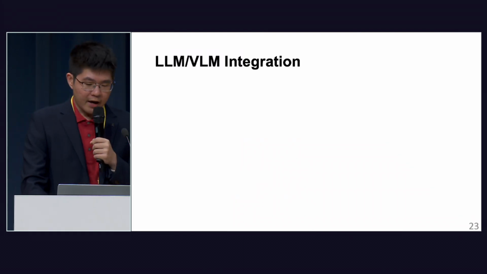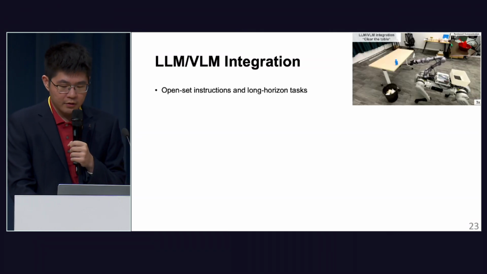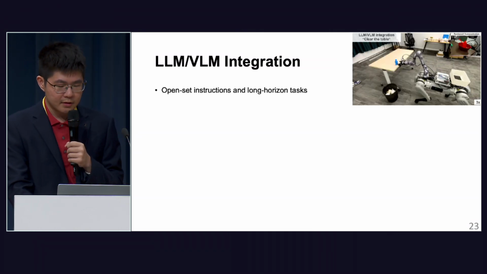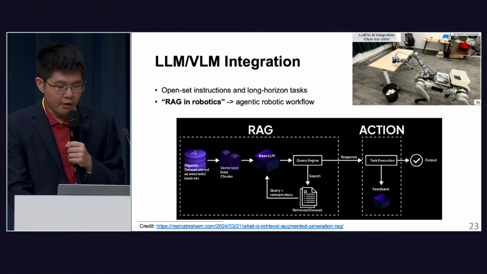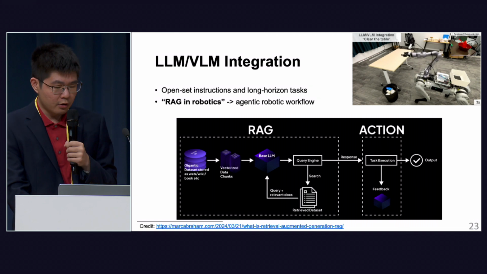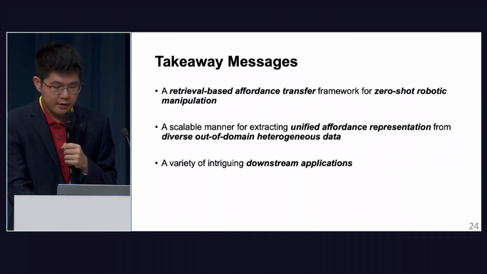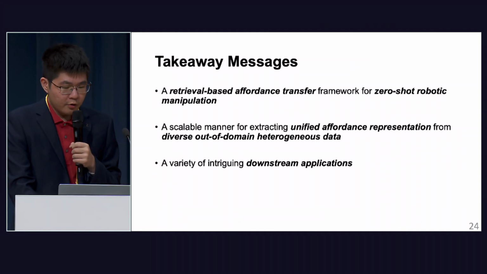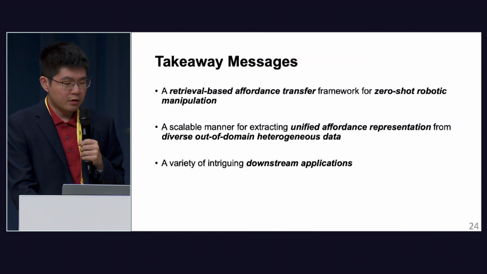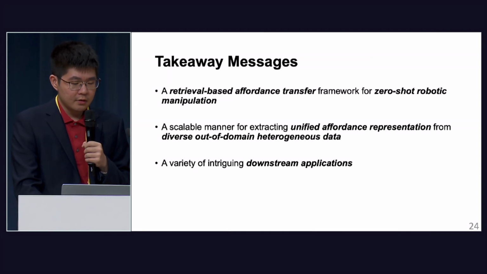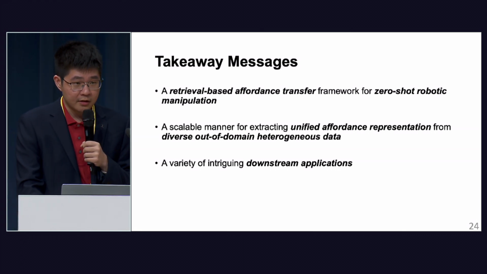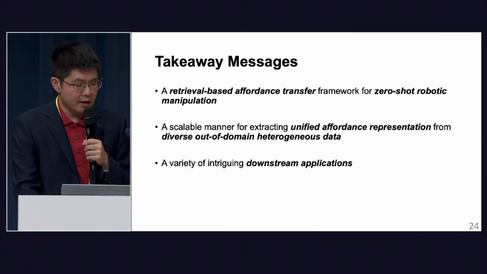Moreover, our framework can integrate LM or VLM for open instructions and long horizon tasks. Similar to RAG in LMs, our method can be seen as a RAG module in robotics to enable an agentic robotic workflow. So here is the takeaway message. We offer a retrieval-based affordance transfer framework for zero-shot robotic manipulation, a scalable manner for extracting unified affordance representation from diverse out-domain heterogeneous data, and a variety of intriguing downstream applications.